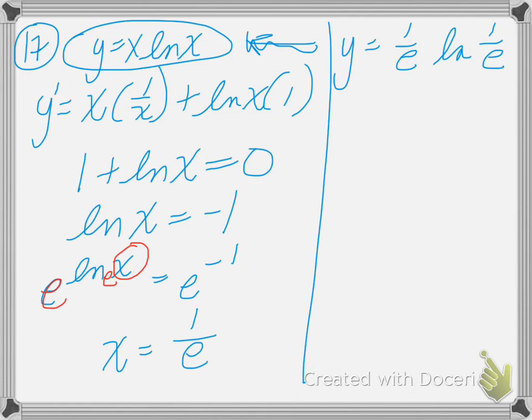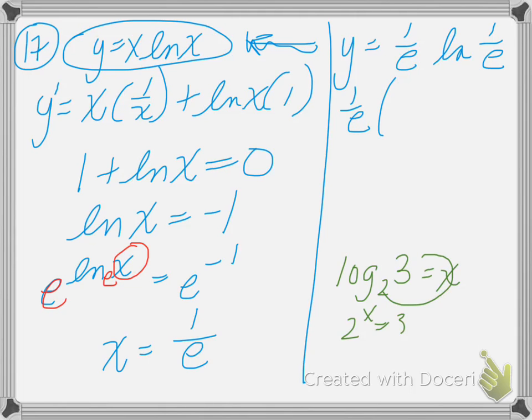Okay, so remember, you don't have a calculator for this problem. So you have 1 over e, and then you have to figure out what is ln of 1 over e. So I'm going to do this in a different color. Okay, so maybe this would be a good little review. If you have log base 2 of 3 equals some value x, you go around in a circle and you say 2 to the x would equal 3.